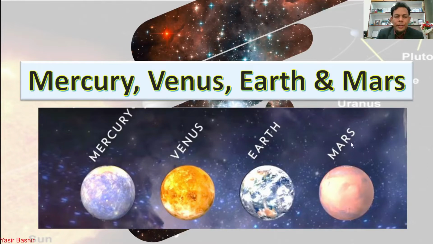So as in the previous lecture, we have learned about the planets, and in categories we have divided into two, which is inner and outer planet. In this video lecture, we are going to discuss the inner planets, which are actually close to the Sun. So what are those planets? They include Mercury, Venus, Earth and Mars.